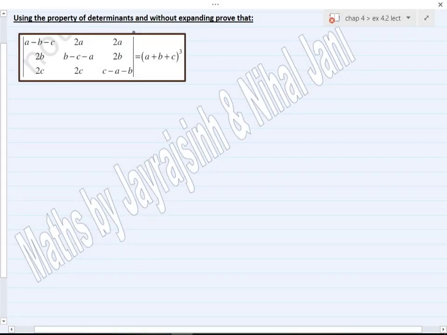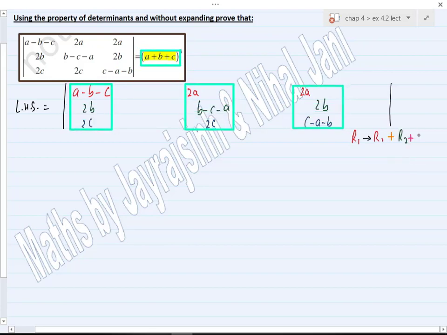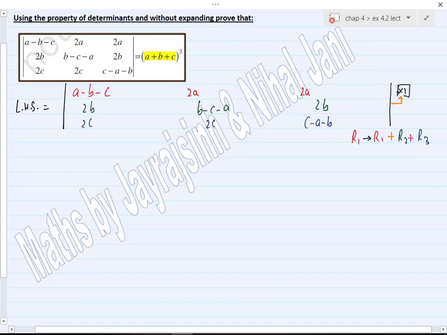Using the property of determinant and without expanding, we have to prove that the value of the determinant is equal to a plus b plus c the whole cube. Without wasting time, let's begin with the left hand side. Here we have our left hand side. To get a plus b plus c, let's try to get this factor in the first row by taking the operation R1 gives R1 plus R2 plus R3. So let's multiply the second row with 1 and add into the first row.